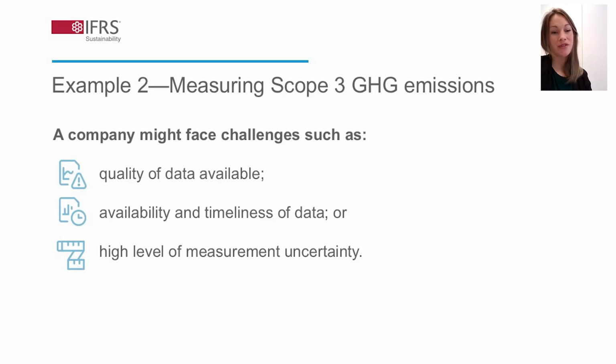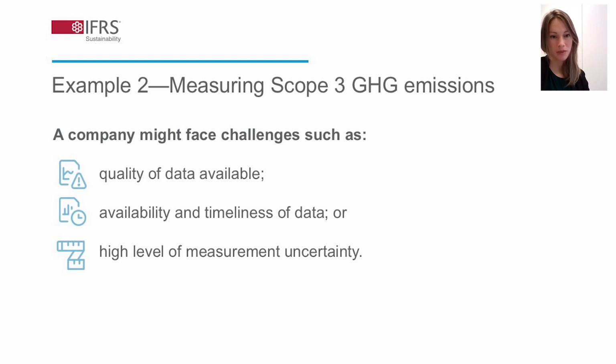Thanks, NDD, for this first example. Moving to our second one, we illustrate some of the potential application challenges that a company might face in preparing its Scope 3 GHG emission disclosures and how reasonable and supportable information without undue cost or effort supports the application of this requirement. Paragraph 29A of IFRS S2 requires a company to disclose its Scope 3 GHG emission.